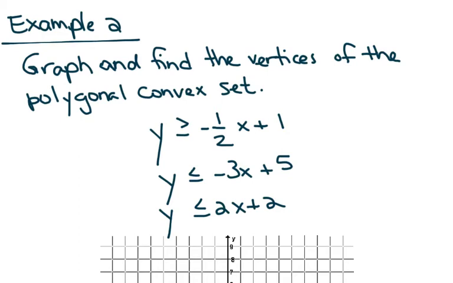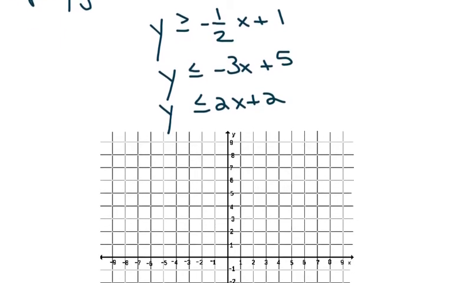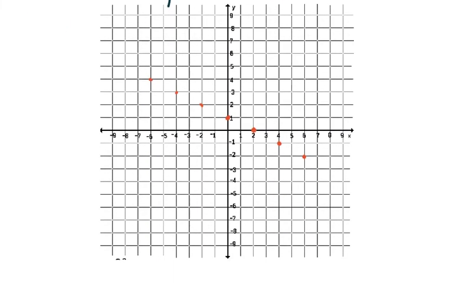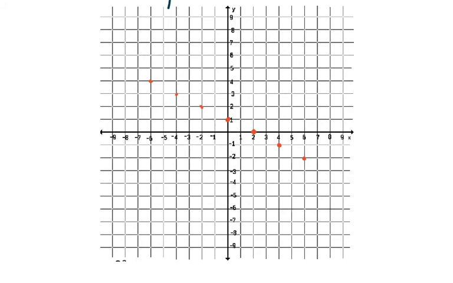All right, so let's graph this. The first inequality, y is greater than or equal to negative 1/2 x plus 1. The y-intercept is 1, so I'm going to put a dot on 1. And the slope is negative 1/2. So in order to plot more points, we're going to go down 1 to the right 2, down 1 to the right 2, down 1 to the right 2. I'm going to go up 1 to the left 2 as well, just so I can make sure I have some nice points on the line. Because the inequality symbol is greater than or equal to, it's going to be a solid line through those points.